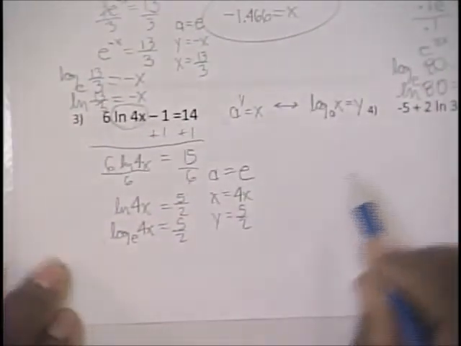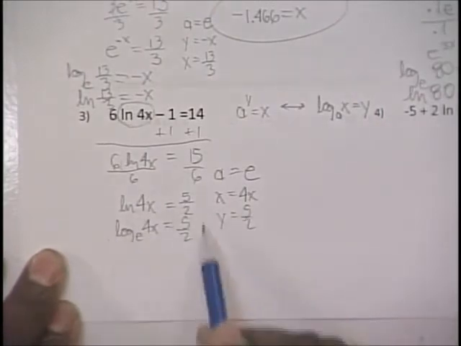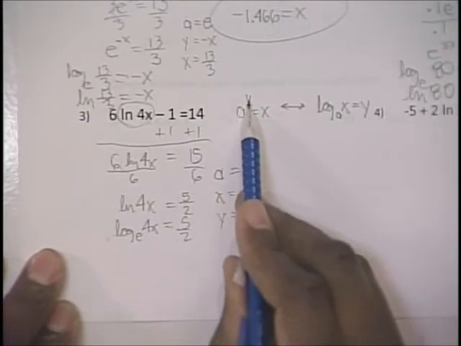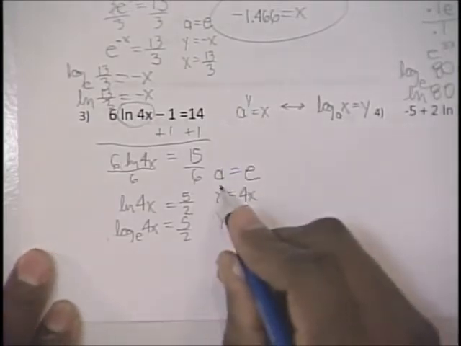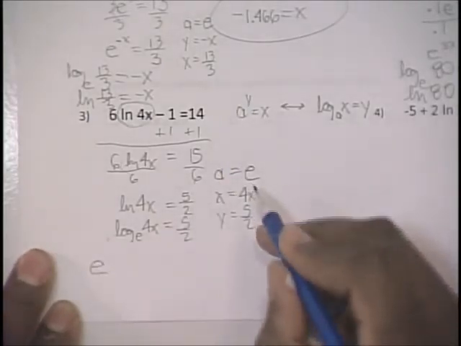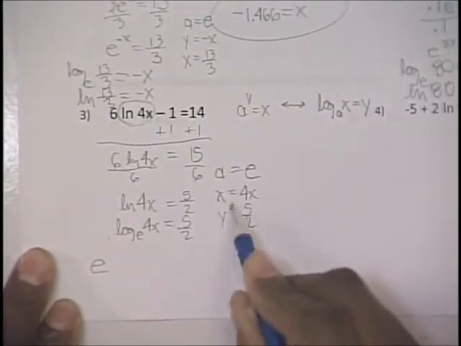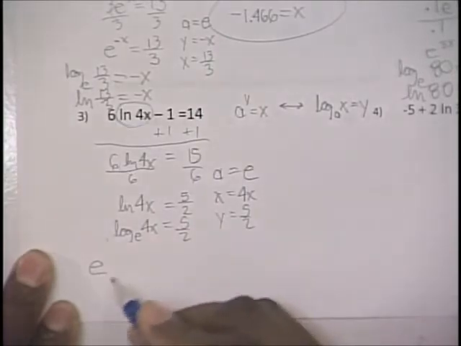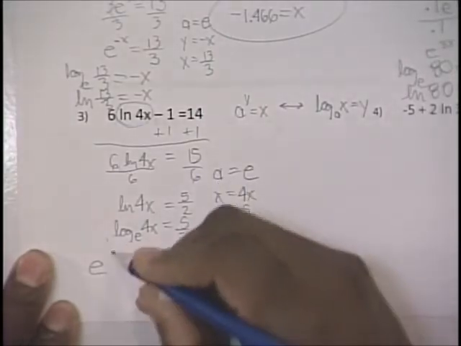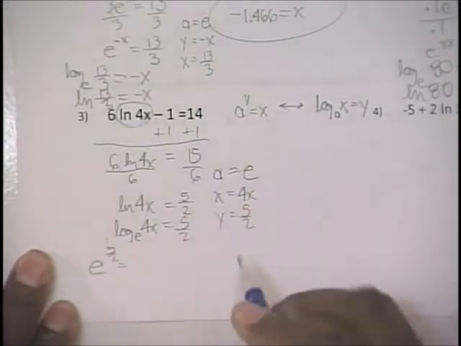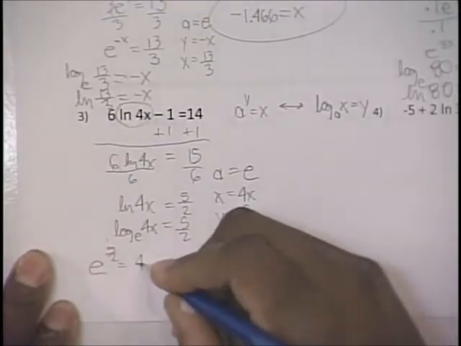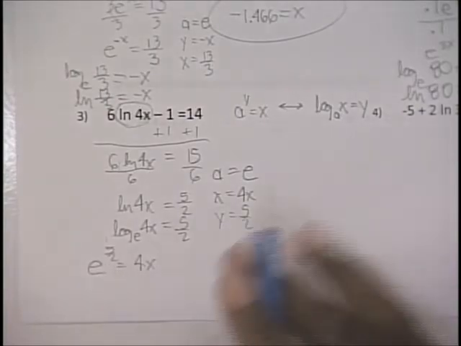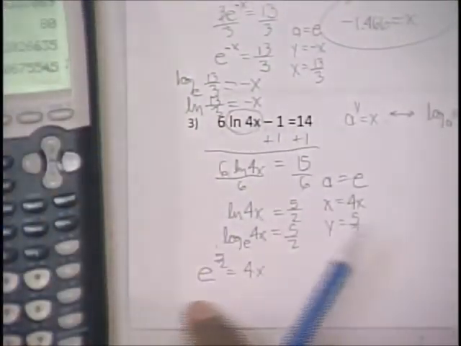Now what we're going to do is rewrite this as an exponent. a to the y is equal to x. So a for us is e, and our y is 5 halves. So e to the 5 halves is equal to our x, which is 4x. All right, now all you need to do is just put that in the calculator.